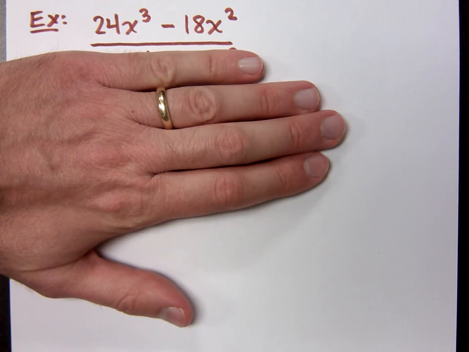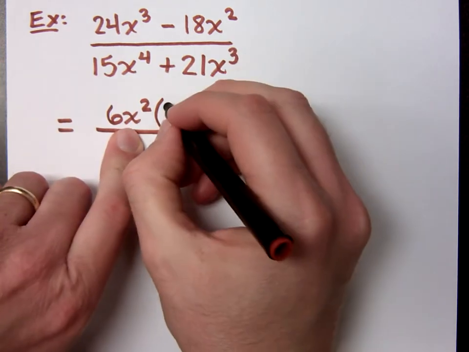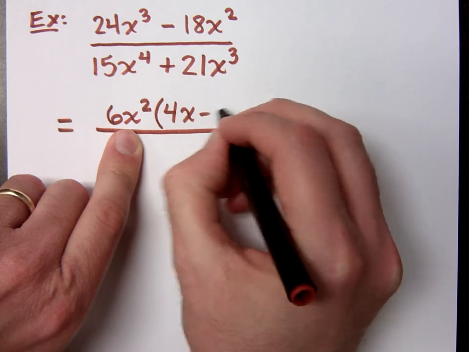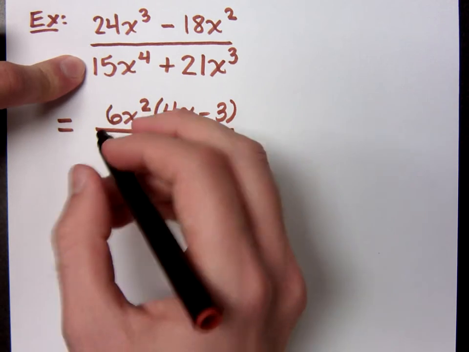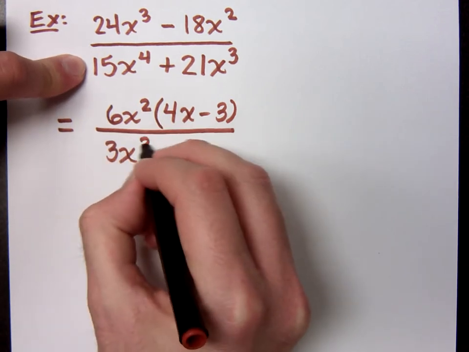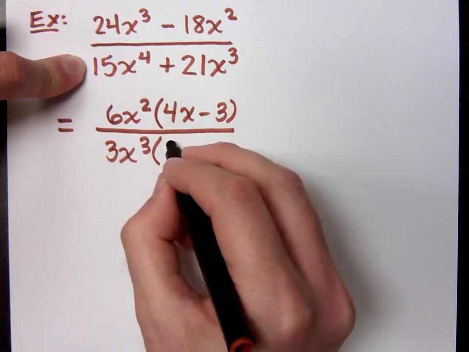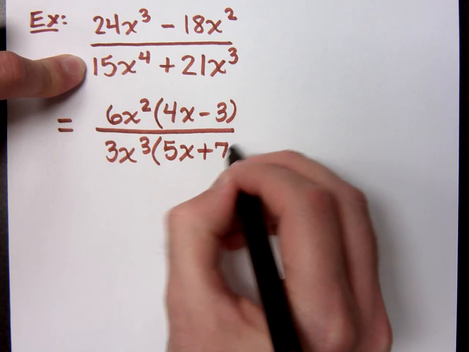How do you factor him? You take out the 6x squared, and what are you left with? 4x minus 3. Okay, in the denominator, what's the GCF? 3x cubed. 3x to the third, and what are you left with? 5x plus 7.